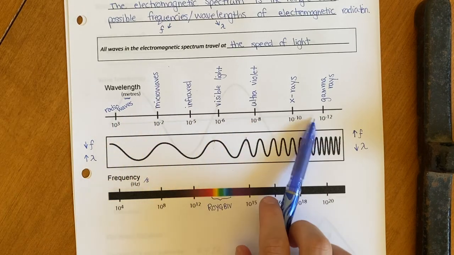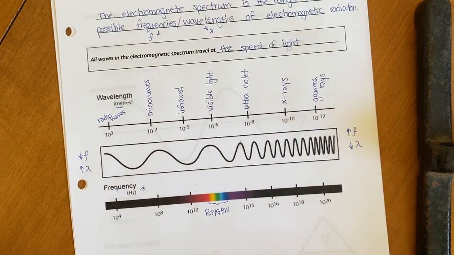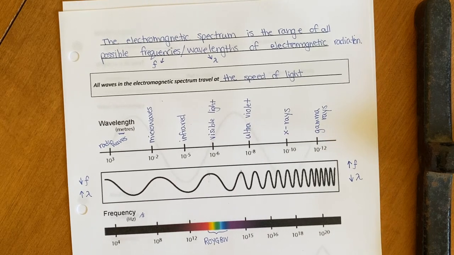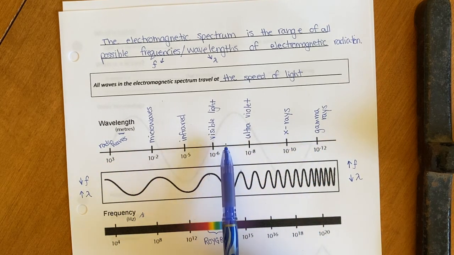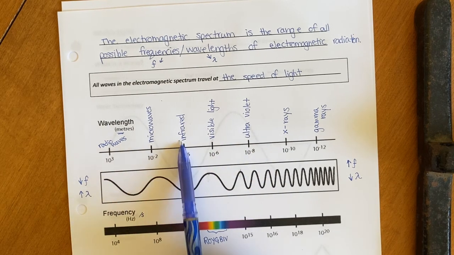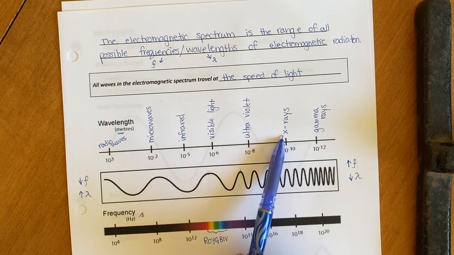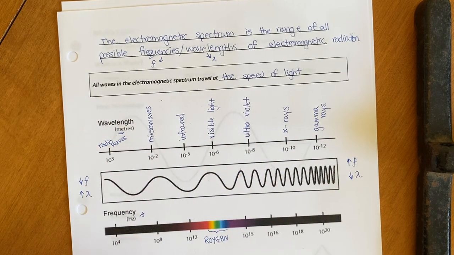So those are all your different types of light, and you should make yourself familiar with roughly the order that they're in. So if you were asked, are X-rays shorter than infrared waves, then you would be able to say yes, X-rays have a shorter wavelength than infrared rays.